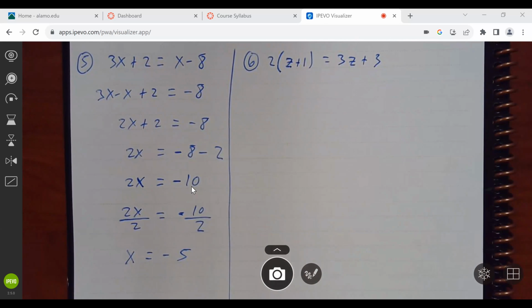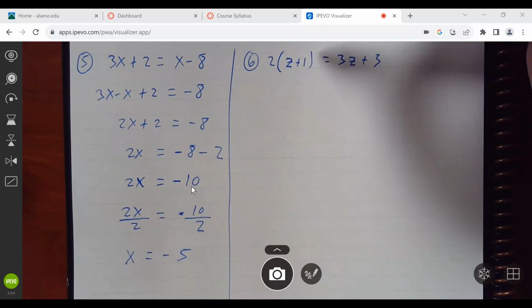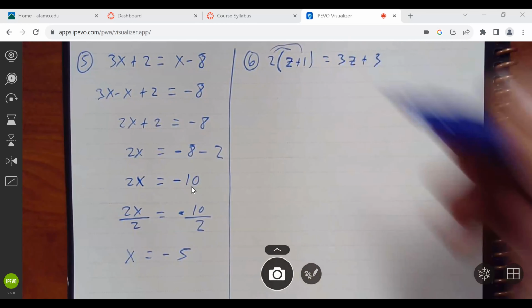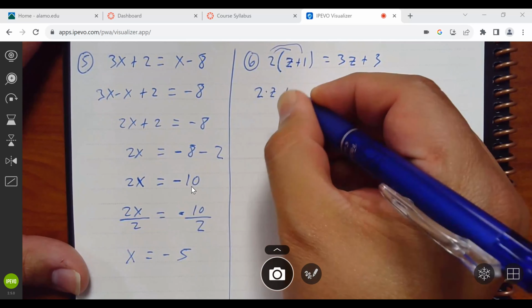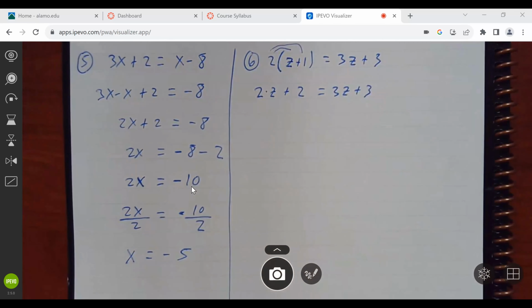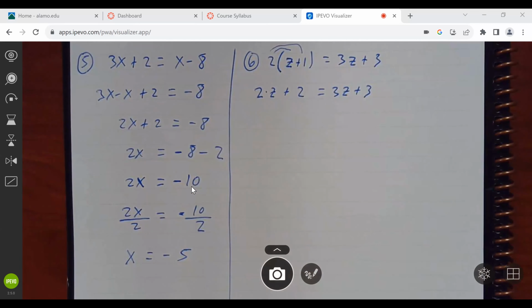Do first, parentheses. And parentheses are in the way. How do you deal with them? Yeah, do the distributive property. 2 times z plus 2 times 1. Nothing crazy. Now it looks like the last question, how it started. Right. Same thing.